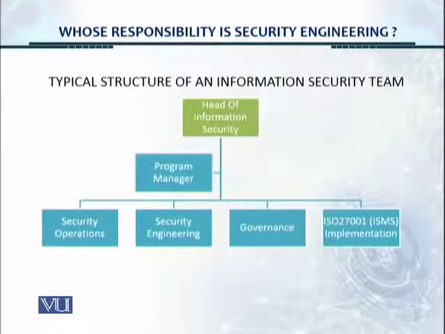So this is the typical structure of an information security team. There is a head of information security, usually referred to as the chief information security officer. There is a program manager who handles the project management functions. And then there is a security operations department. Security operations could mean, for example, managing the antivirus setup, or looking at the logs of the firewall, or managing the security operations center, or SOC.